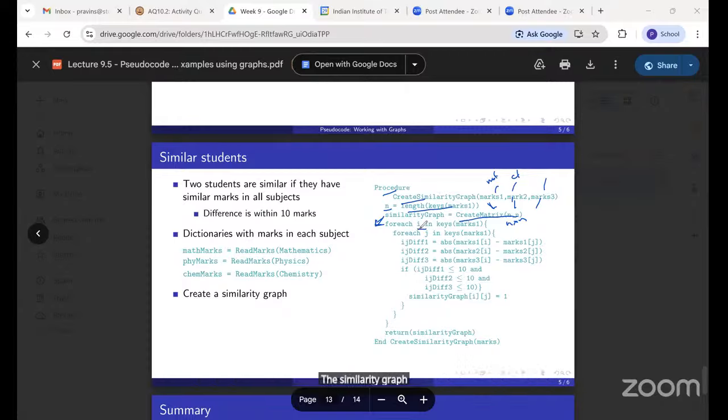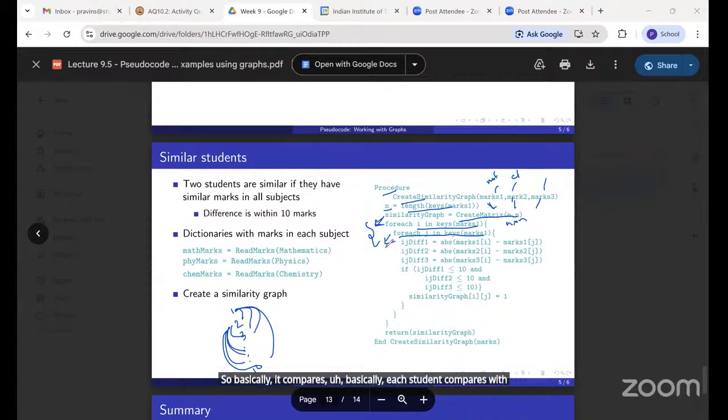We are iterating through the marks 1 dictionary, and for j in keys, again iterating over the same keys. As I said, if we have keys up to 10, this 1 will compare with 2, 3, and so on up to 10. This 2 will compare with 3, 4, 5, 6, 7, 8, 10. That is what these 2 for loops are doing. Basically, each student compares with every other student.